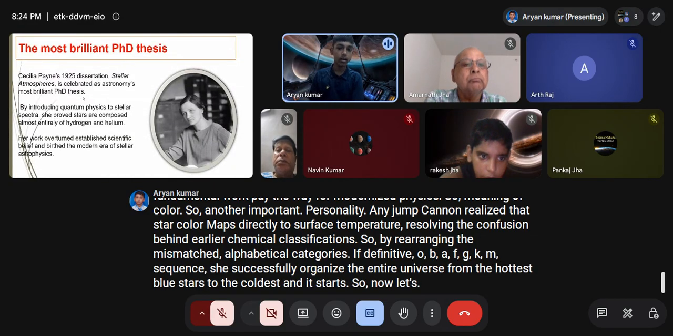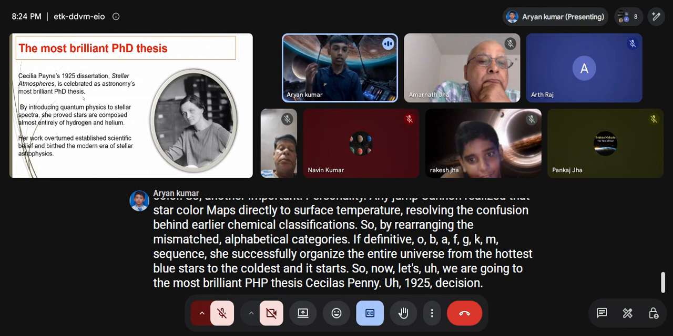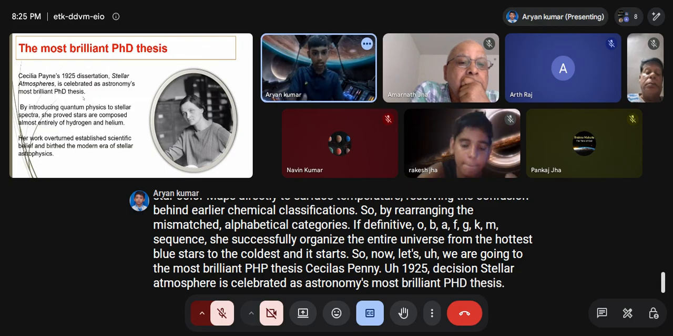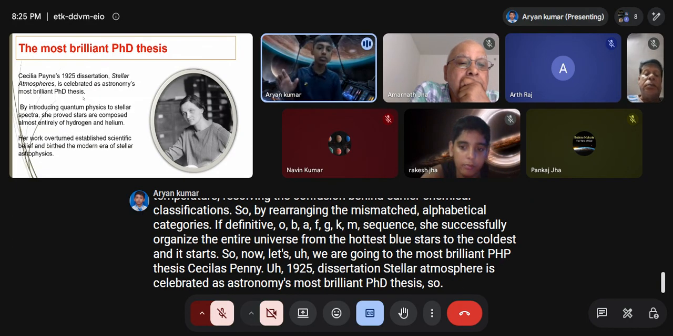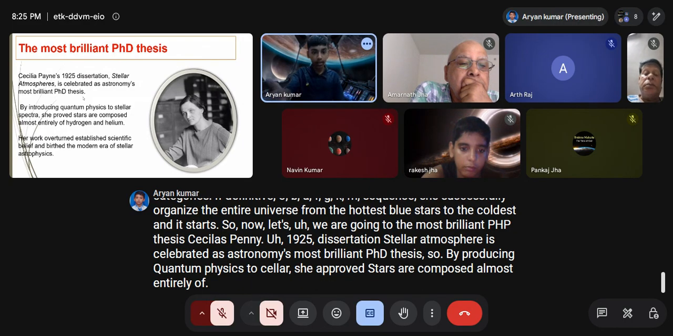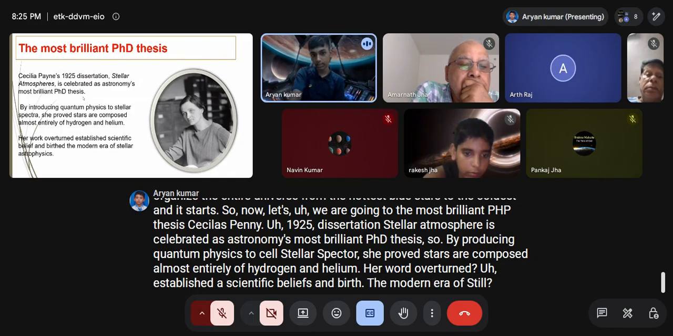So now we are going to the most brilliant PhD thesis, Cecilia Payne's 1925 dissertation. Stellar Atmospheres is celebrated as astronomy's most brilliant PhD thesis. By introducing quantum physics to stellar spectra, she proved stars are composed almost entirely of hydrogen and helium. Her work overturned established scientific beliefs and birthed the modern era of stellar astrophysics.